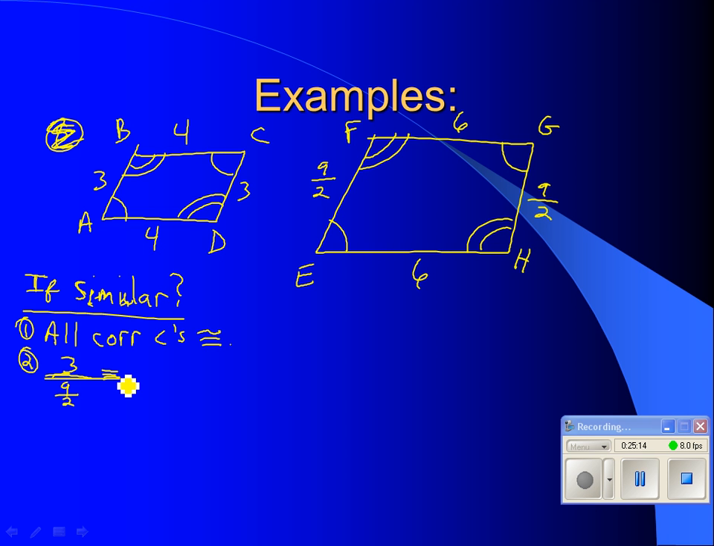Give me another side in this first one. 4. 4, and that matches up to what? 6. Give me another side over here. 4. 4, what's it match up to? 6, and the last one? 3 and 9 over 2. Now you know these two are the same because they look exactly the same. You know these two are the same because they look exactly the same. But do we know that these two are the same? No.